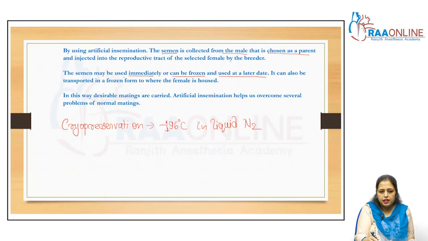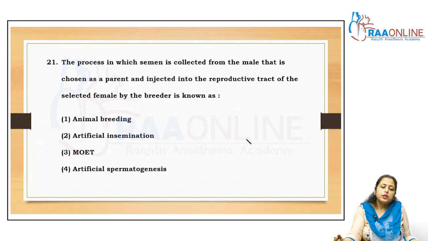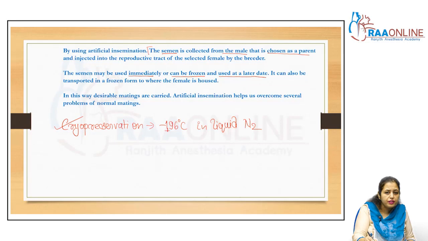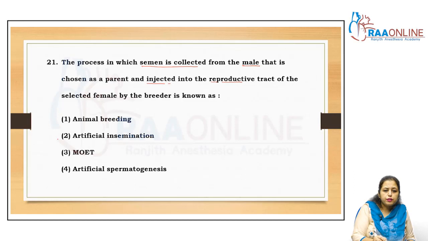This is also a pre-medical question. The next question is, the process in which the semen is collected from the male that is chosen as a parent and injected into the reproductive tract of the selected female by the breeder. We already studied about that. It is called artificial insemination, the exact line of NCERT.